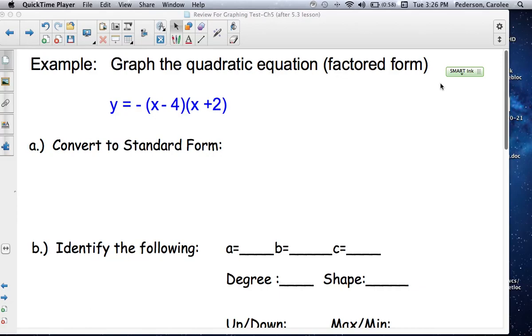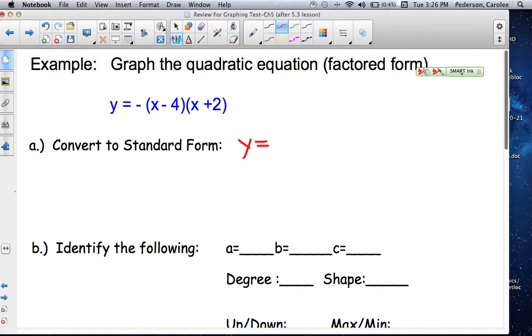So our equation that we're going to graph is y equals negative, parentheses x minus 4, parentheses x plus 2. So step 1 is we're going to convert this factored form equation into standard form. And how you do that is FOILing it out. So I'm just going to rewrite the original problem again, and I'm going to FOIL the two parentheses. I'm going to ignore the negative out in front.